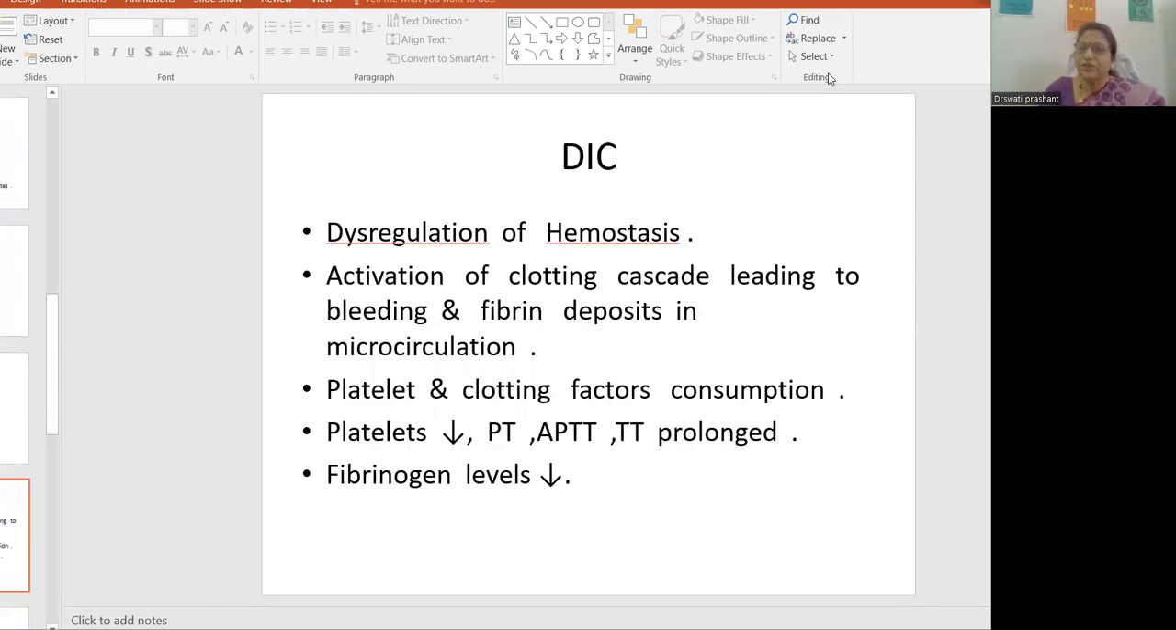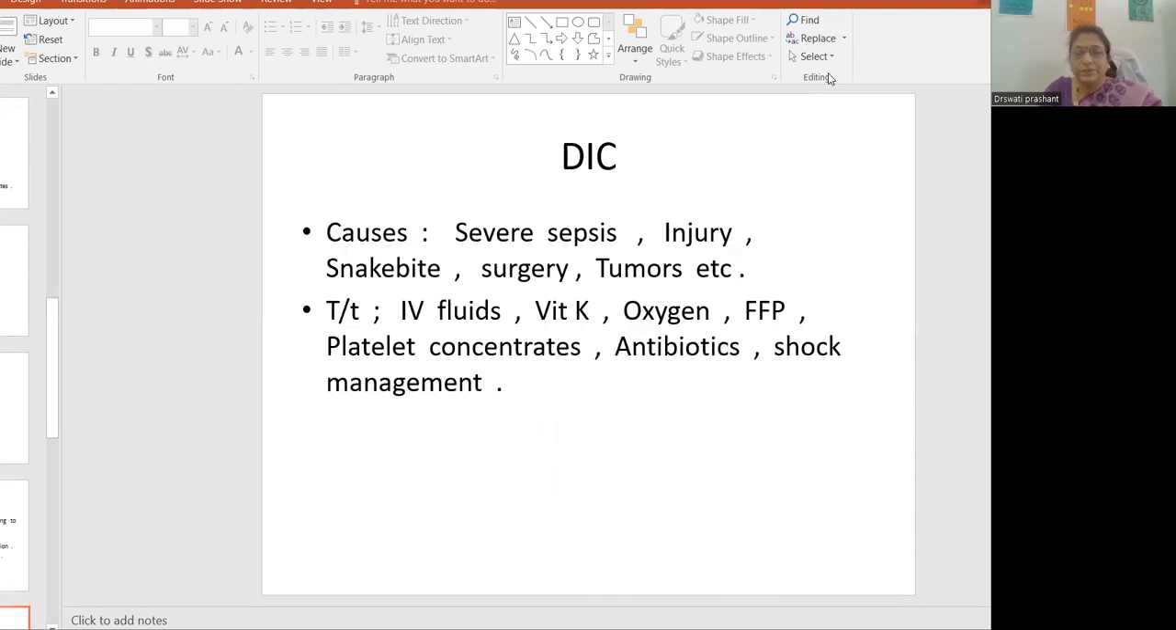The third variety of bleeding and clotting disorder is disseminated intravascular coagulation, or dysregulation of hemostasis. Activation of the clotting cascade leading to bleeding and fibrin deposits in the microcirculation is the classical thing. Platelets and clotting factors are consumed in this case, and therefore the platelets go down. PT, APTT, and TT, all three times are prolonged, and fibrinogen levels also go down.